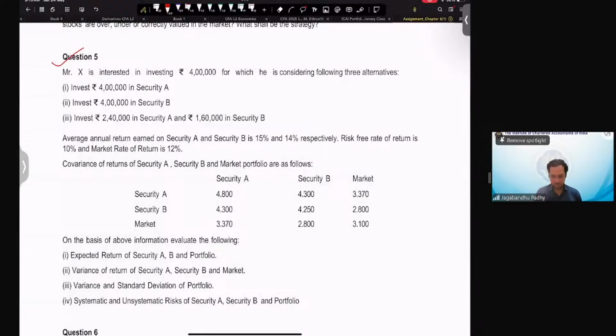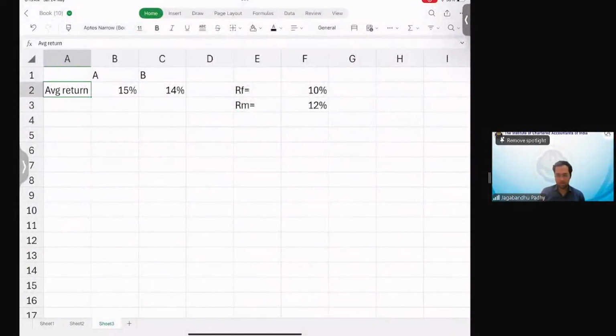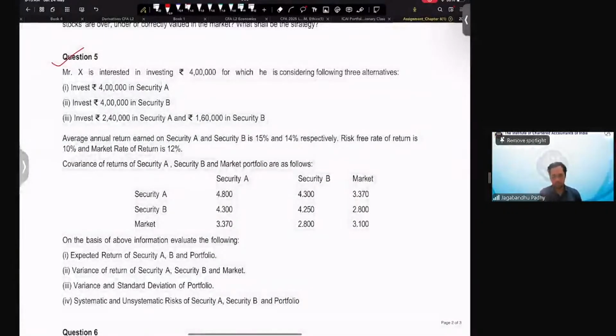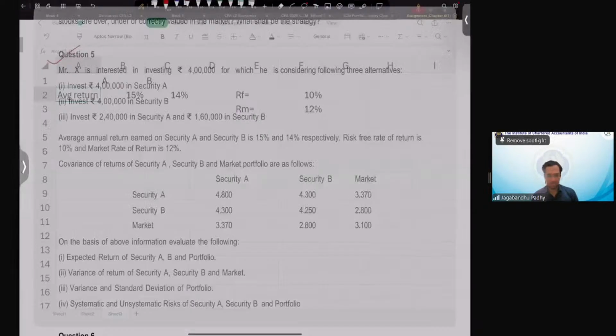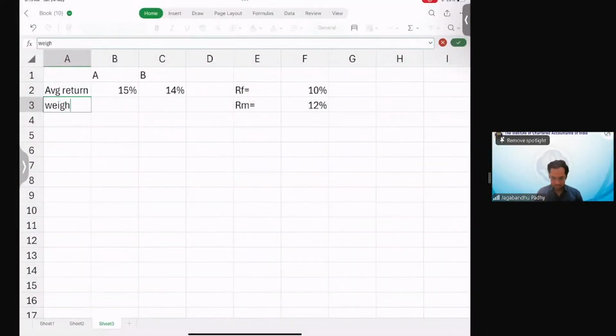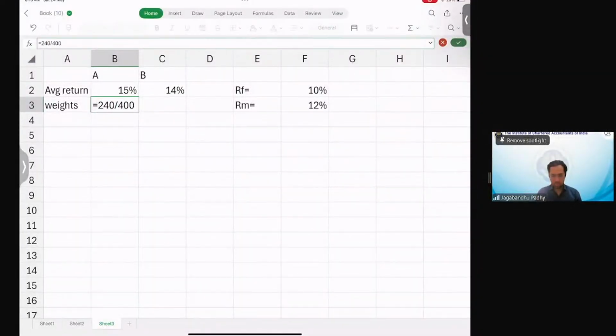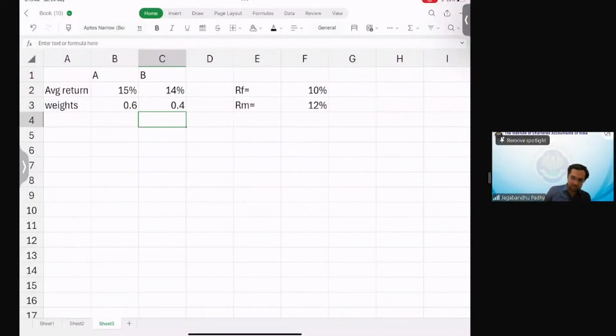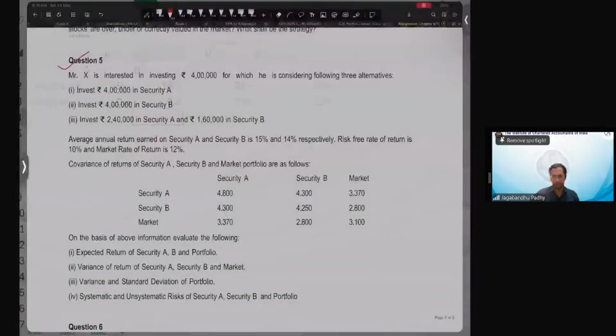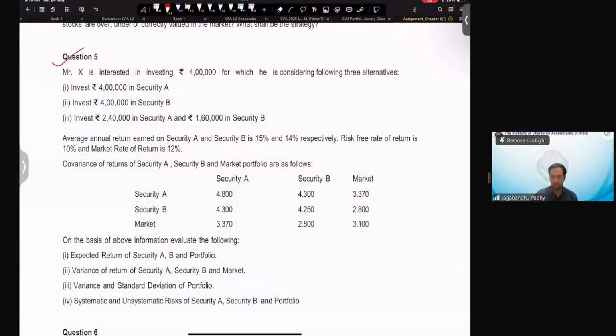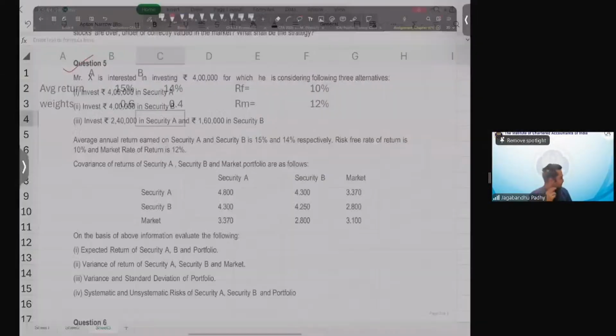Then we got the average return. We need to compute the beta also over here. For weights, A has a weightage of 240 out of 400, which is 60%, and B is 40%. So average returns are 15%, 14%. Weightages are 60 and 40. The risk-free rate of return is 10%. The market rate of return is 12%. That is what we have already captured.